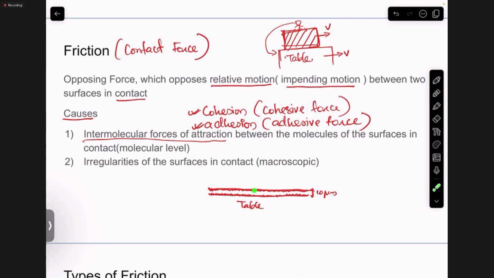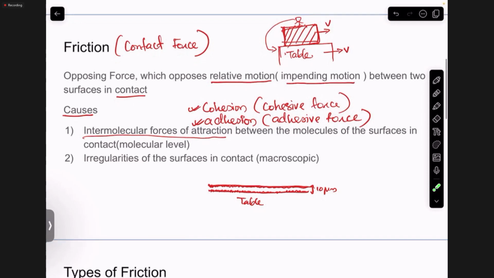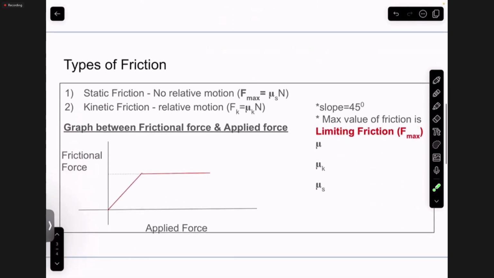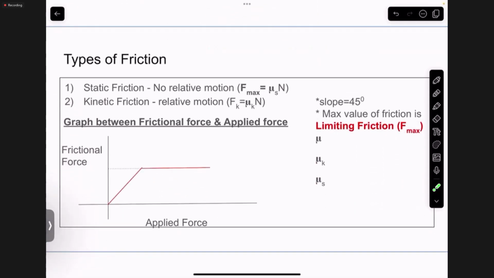This kind of resistance caused by irregularities of the surface at a macroscopic level, when you see it using a magnifying glass, will also contribute to the frictional force. So two causes are there. One is intermolecular forces of attraction, and another is irregularities of the surfaces in contact. Now we will talk about types of friction. Two types of friction are there. One is static friction, another is kinetic friction. So what is static friction?